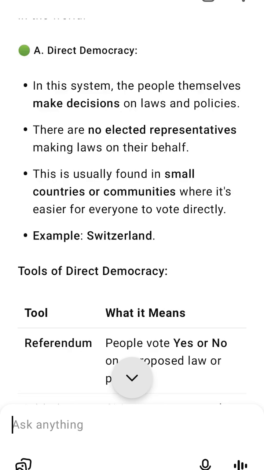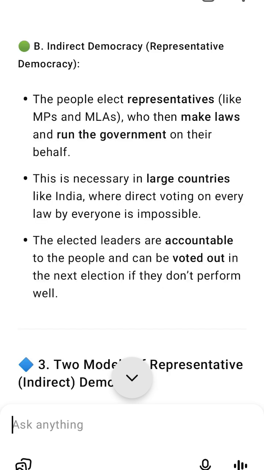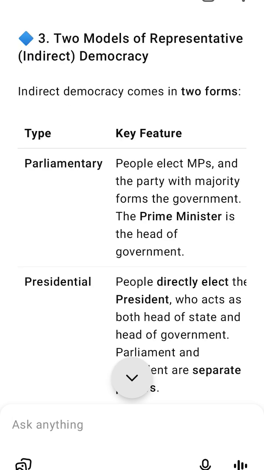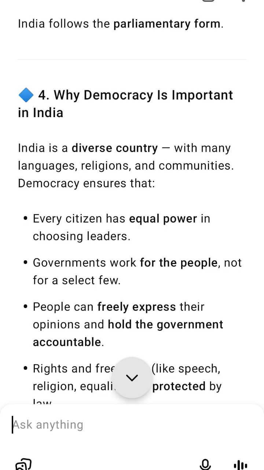B. Indirect democracy, representative democracy. The people elect representatives, like MPs and MLAs, who then make laws and run the government on their behalf. This is necessary in large countries like India, where direct voting on every law by everyone is impossible. The elected leaders are accountable to the people and can be voted out in the next election if they don't perform well.